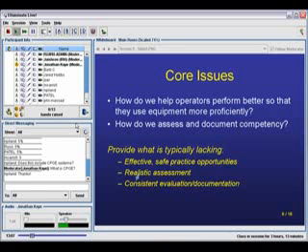And all of these things, being able to give safe practice opportunities, realistic assessment, and a consistent evaluation and documentation of skills, can be achieved by using computer-based simulation.